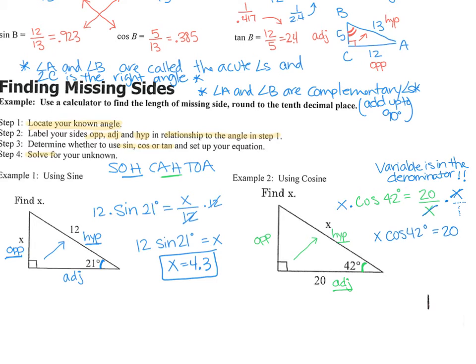I did that because now my x is in my numerator. My x is up and out of the denominator. However, I want to get it by itself. Let's divide by the cosine of 42 degrees to move it to the other side. The cosine cancels, and I get x equals 20 divided by the cosine of 42 degrees. I grab my calculator, I do 20 divided by cosine 42, and once I press equals, I get 26.91 for my side length.